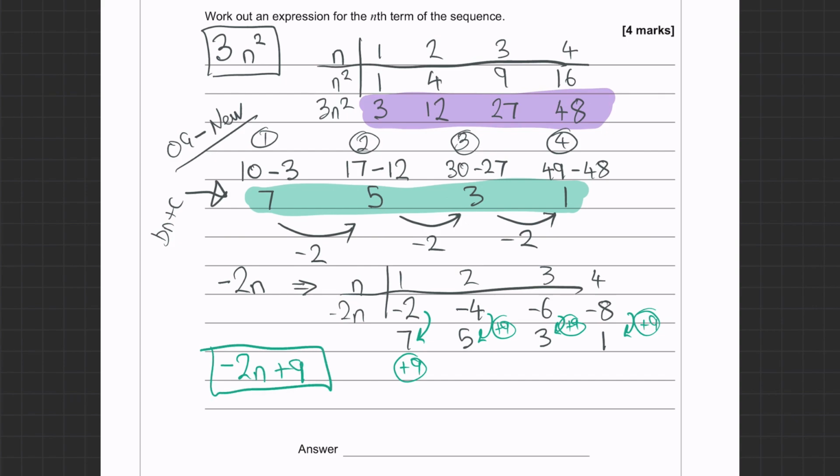Altogether then, we've got a final sequence of 3n squared minus 2n plus 9. So 3n squared minus 2n plus 9. Tricky question to remember how to do, but worth a nice 4 marks.